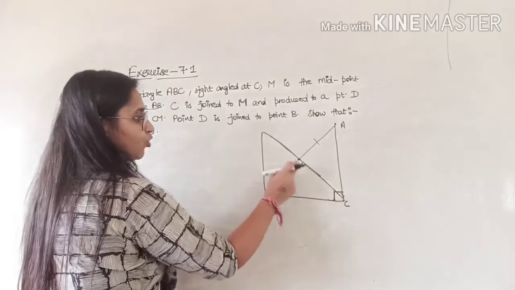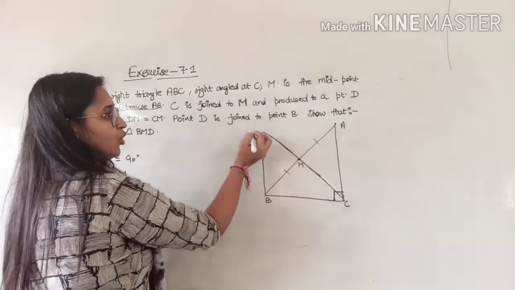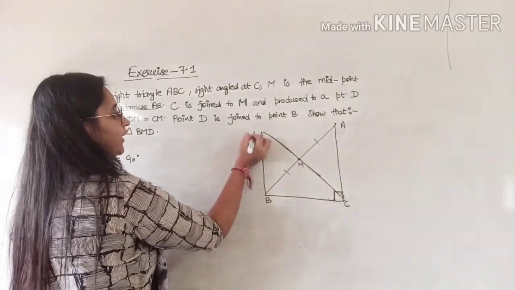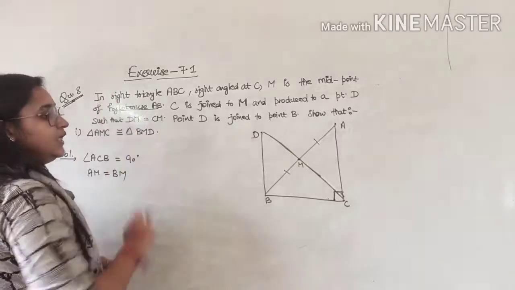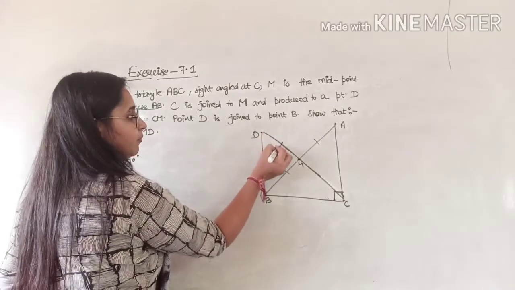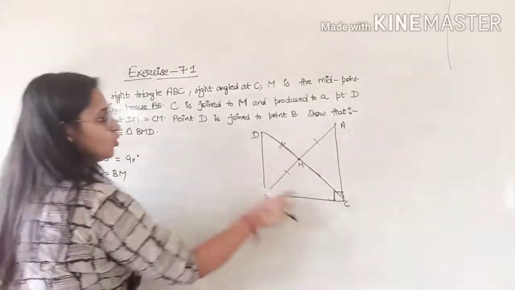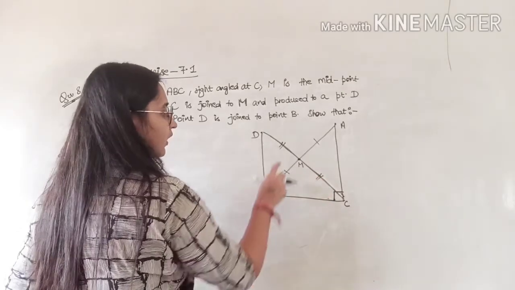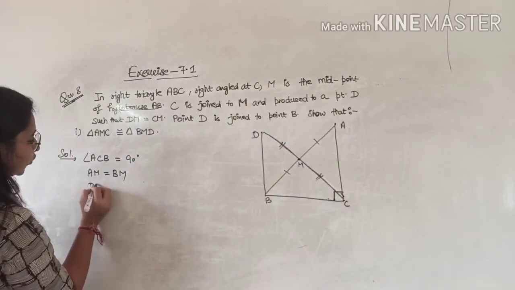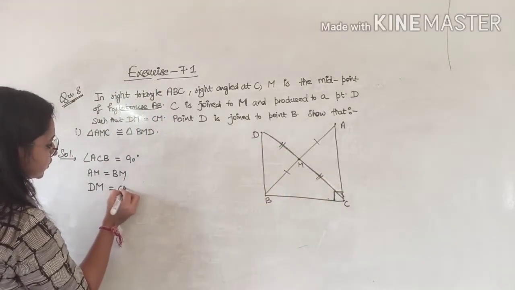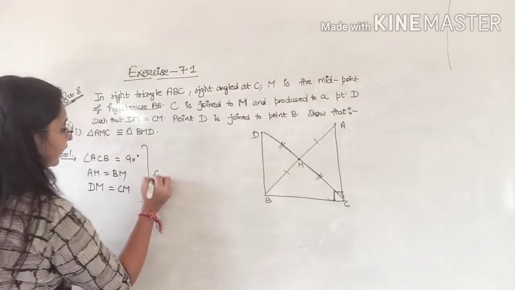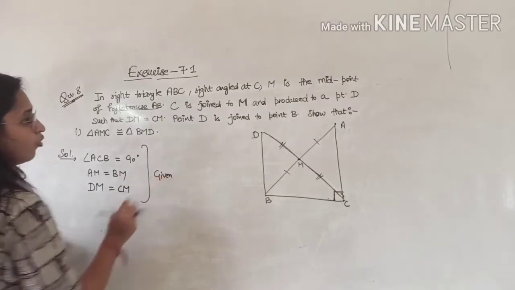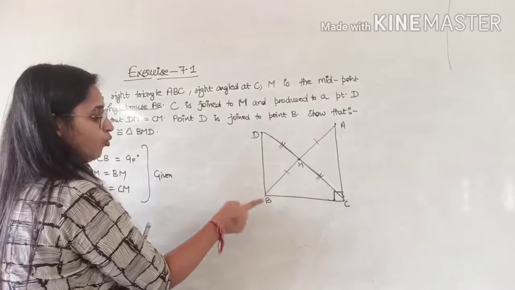C is joined to M, and produced to a point D such that DM will be equal to CM. Okay, this DM is equal to CM. This is all that is given. Now, point D is joined to point B.